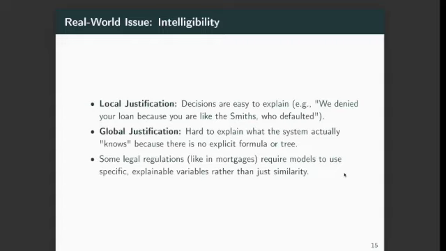There is no formula like in linear regression, where you have weighted parameters and can tell a customer they were denied because of their scores, or a decision tree with if-then rules, which you can show to customers to explain that because of your attributes, we come up with a decision as such. So in some industries like mortgages, legal regulations require the model to be more explainable than a simple similarity search.